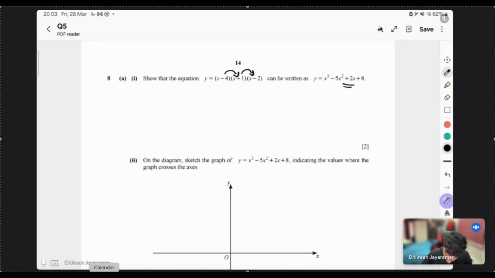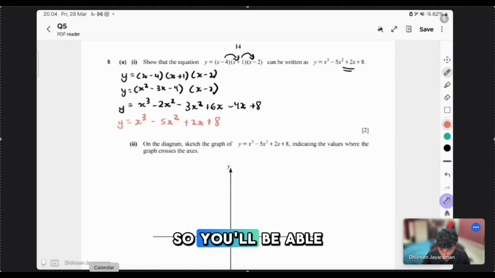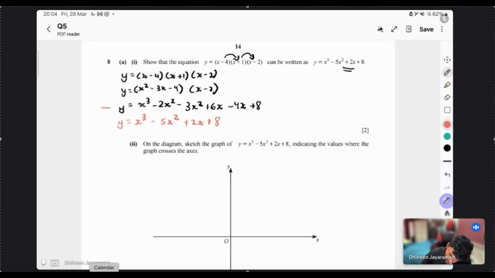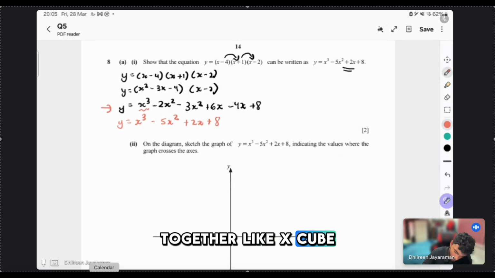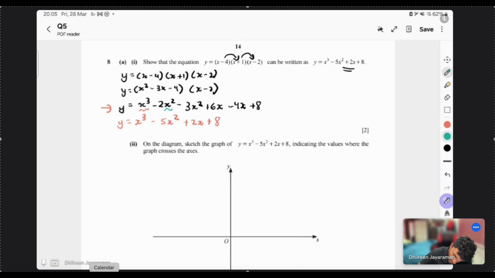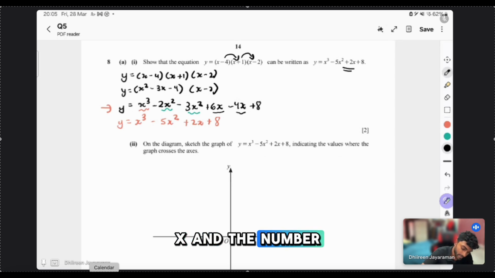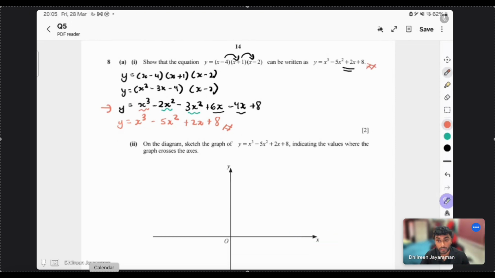Here's my working. So you'll be able to get this first, and you have to simplify and merge all the similar terms together, like x cubed, x squared, x, and the number. And you'll be able to prove what they want you to prove. Now let's move on to the second part of the question.